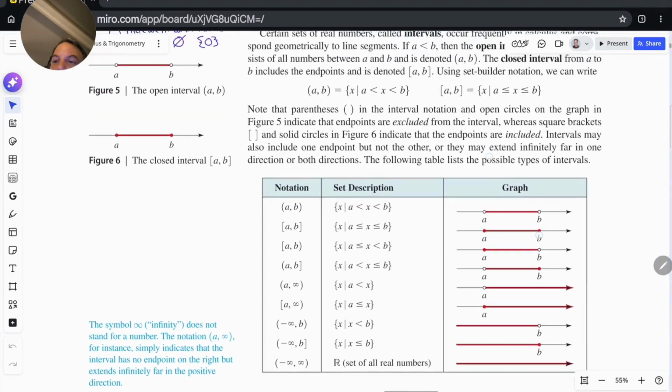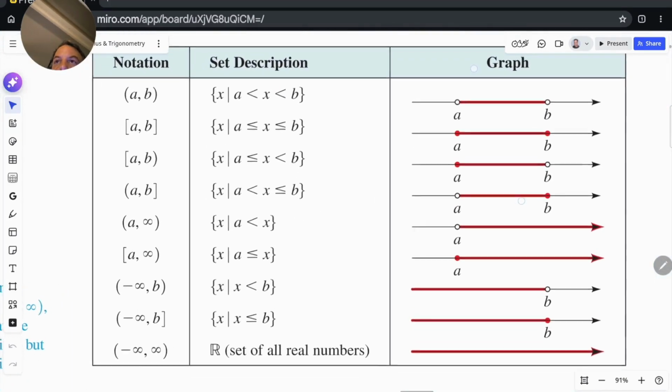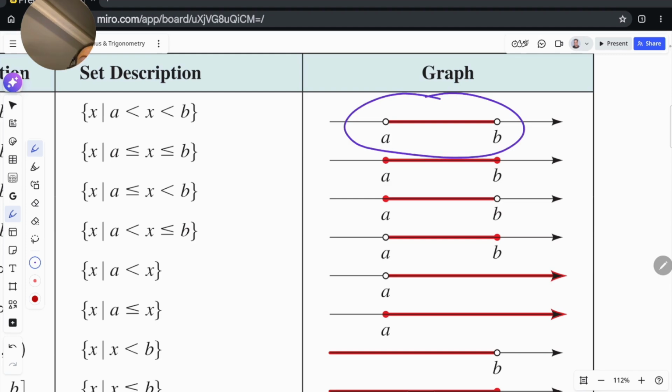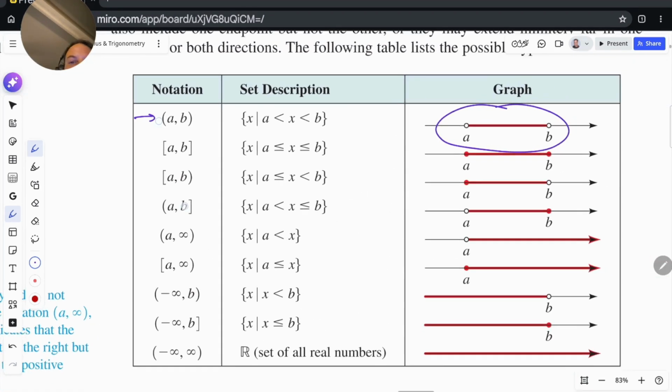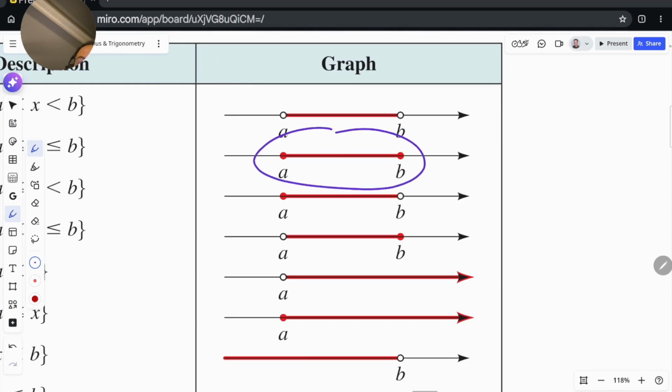So let's take a look at our visual here. And let's note that an open endpoint, that's parentheses, means the endpoint is excluded. Here we can say both A and B are excluded, so we're using parentheses for both. And for a closed endpoint, we use brackets. Here we can see both A and B are closed, so they are included.